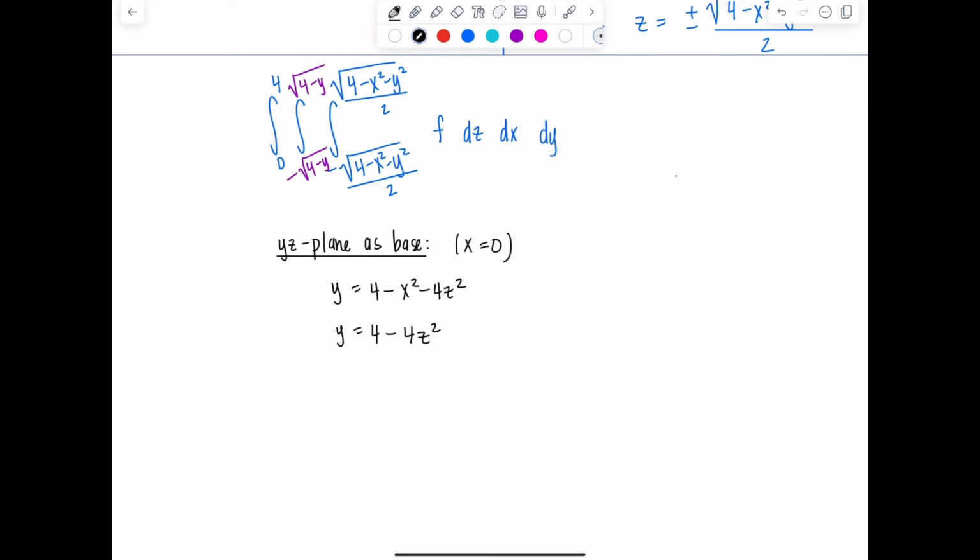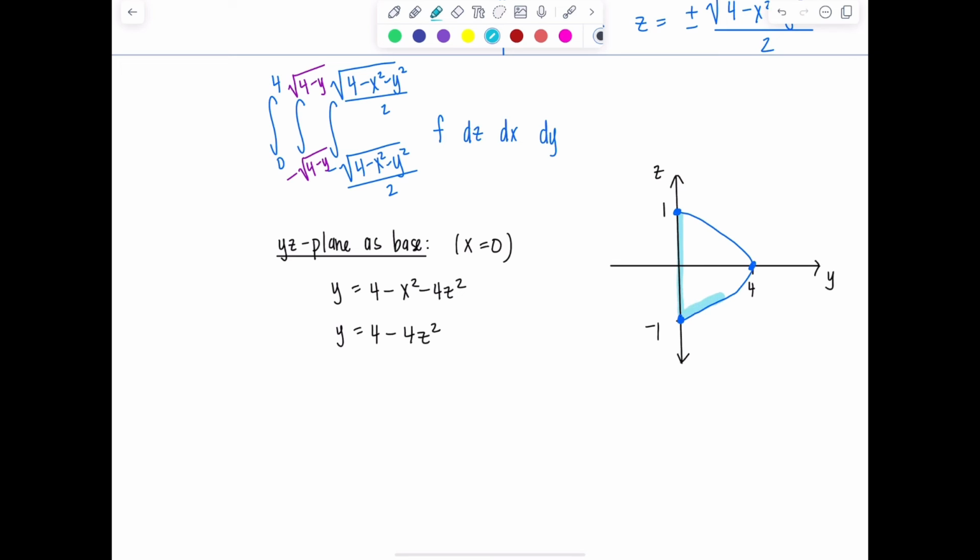Okay, so let's graph this guy. Here's z, and here is y. So if z is 0, y is 4. And then when y is 0, z is plus or minus 1. So it's looking like this. You could also switch your axes the other way around, but I'm keeping z up and down to kind of match our 3D graph of E. So we've got this going on.